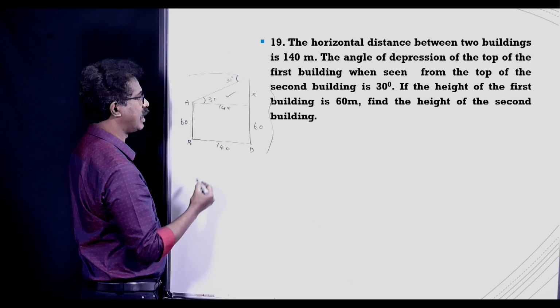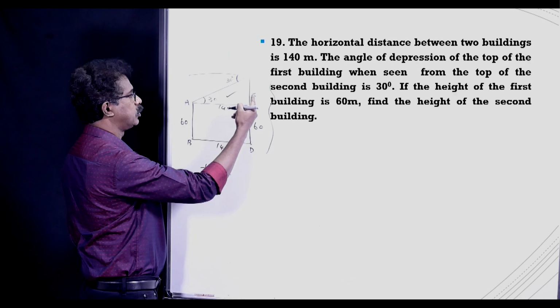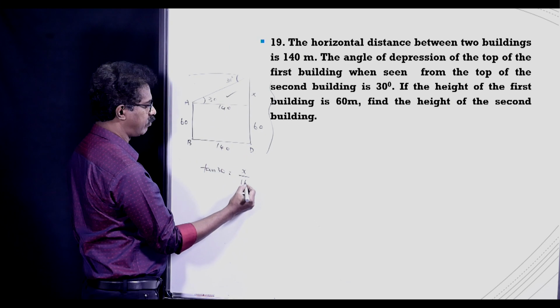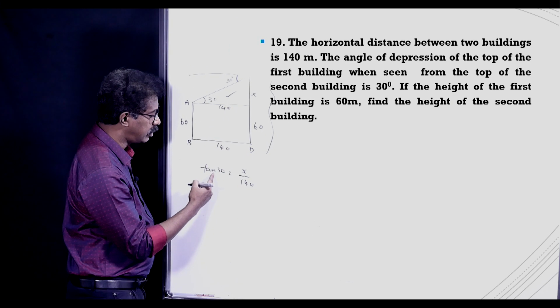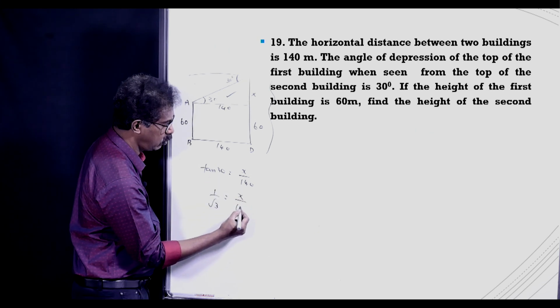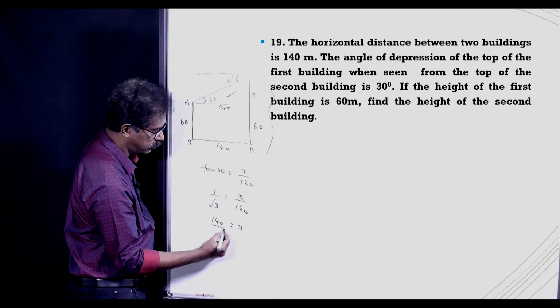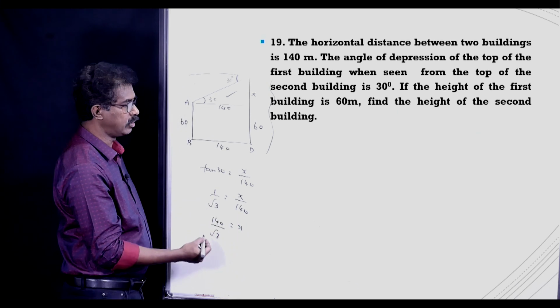So make use of this triangle. Using this triangle, you find tan. Tan 30 is equal to opposite side by adjacent, x by 140. Tan 30 is 1 by root 3. These values you have to study. 1 by root 3 is x by 140. So x is equal to 140 by root 3. So this is the x value.